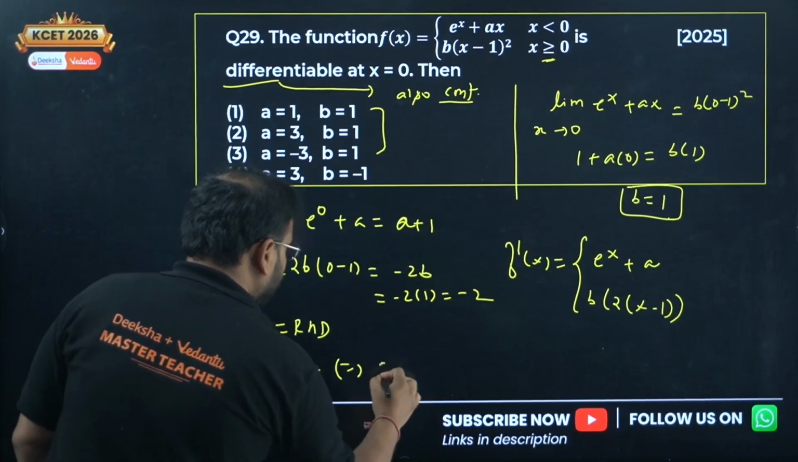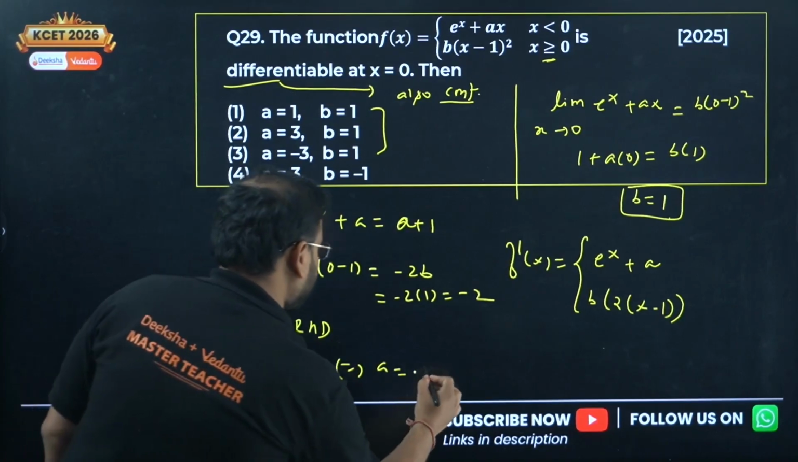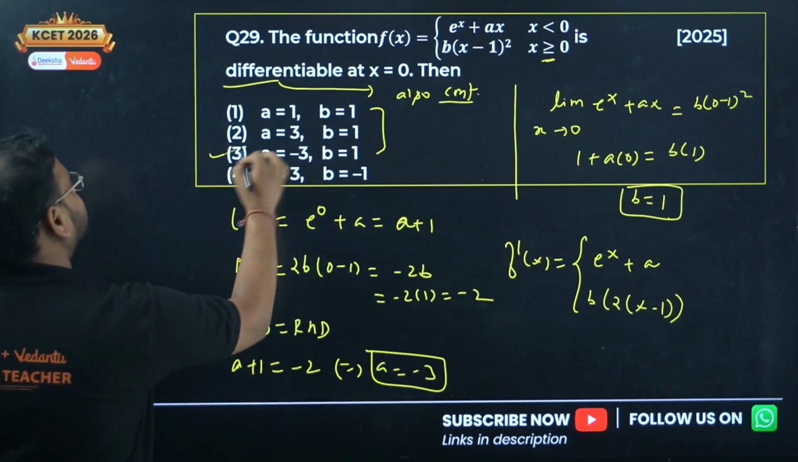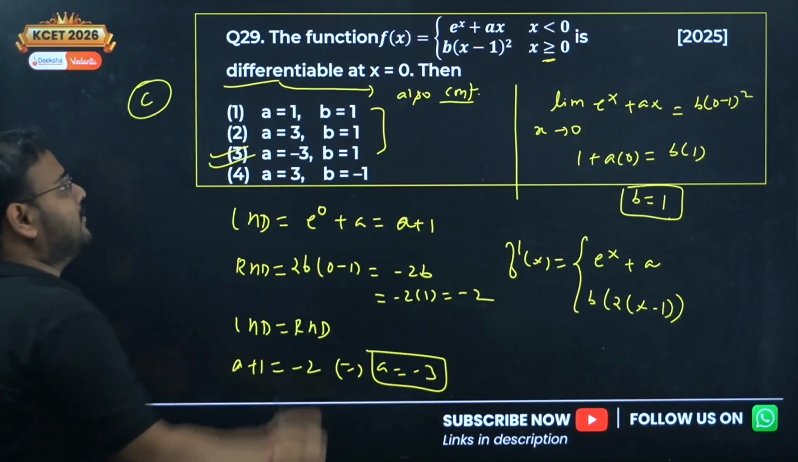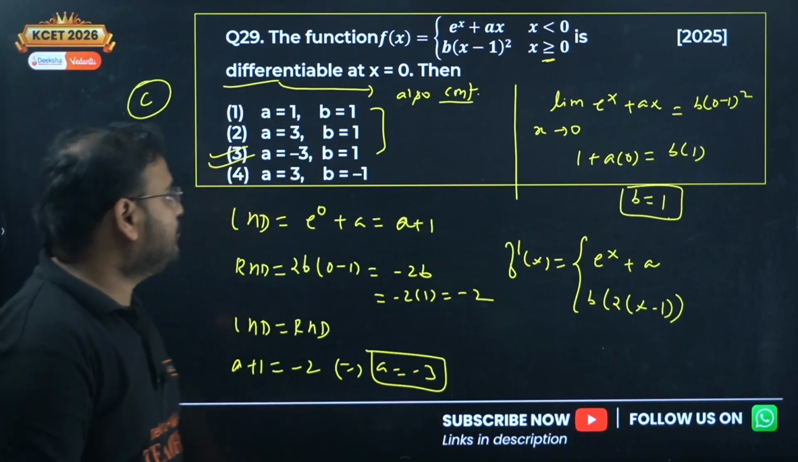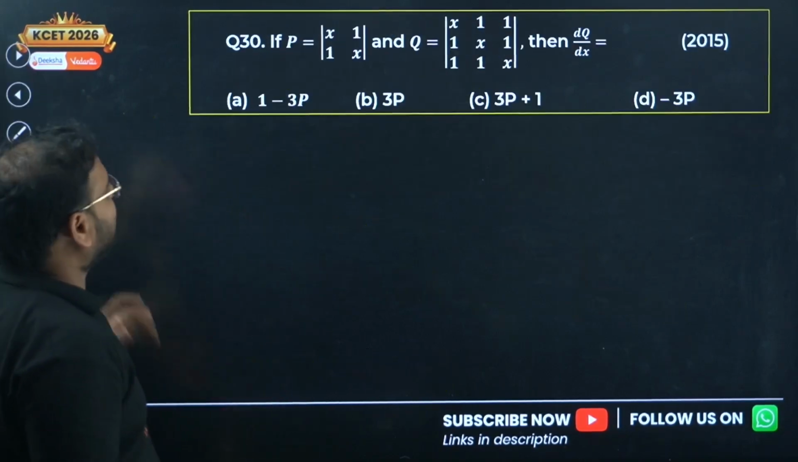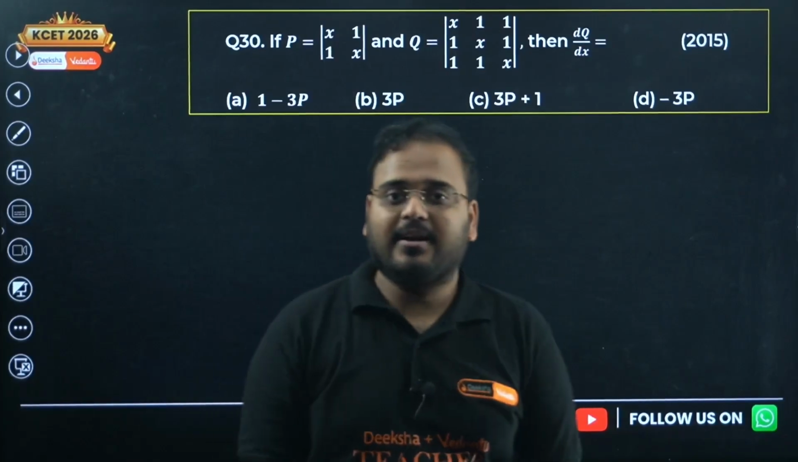It means the a value is what? −3. So −3 and 1. Option is C, or the third. Done. So we are done with top 29 questions. We are moving to the last one. 30th problem, the last question today in our session.